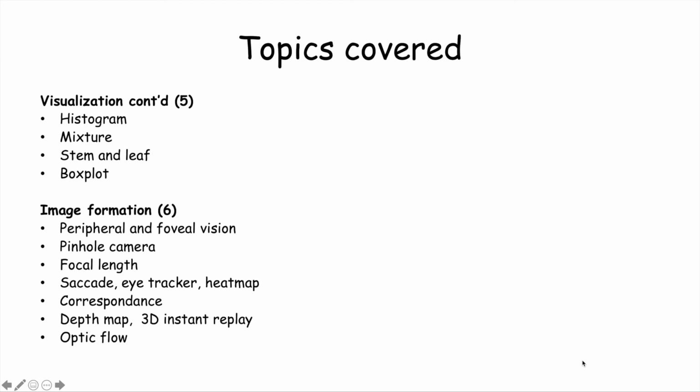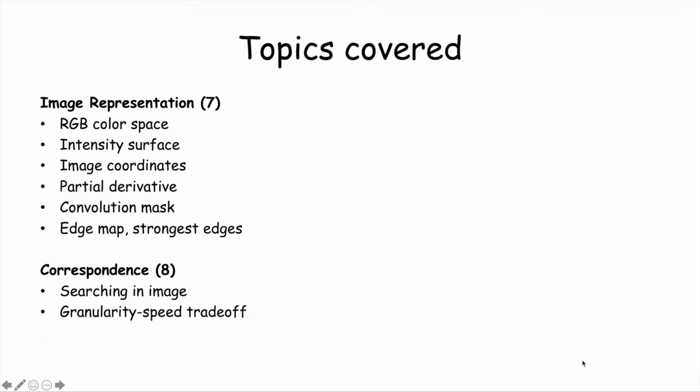We talked about correspondence, more generally, the finding of one patch of image in another version of the image. We looked at applications of correspondence, specifically the depth map, and mentioned how 3D instant replay arrives out of depth map. And so the depth map is using trigonometry to compute the distance from the camera of some object if you know the distance between the two cameras. We also talked a little bit about optic flow, more at a high level.